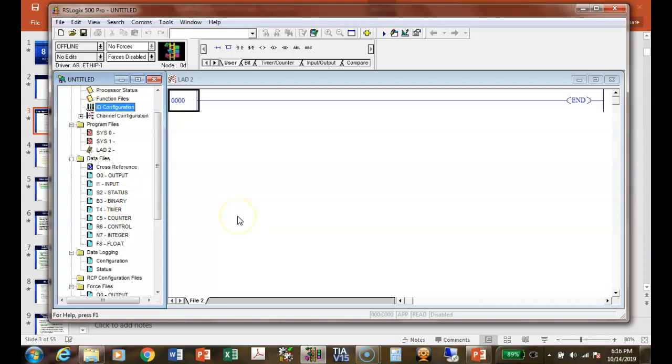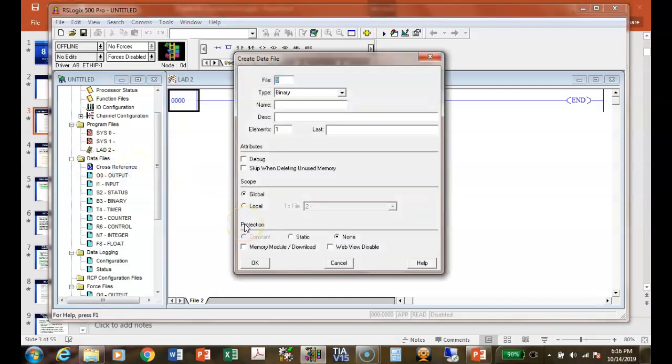Now, if we wanted to create more data files, then we would come up here, right-click on this, and type in what? New. Then we have to say what type it is. So if I needed another B file, then I would choose binary. Also, I've got timers, counters, integers, floating points, and we'll look at strings and stuff like that later on. Long, by the way, these are double words.